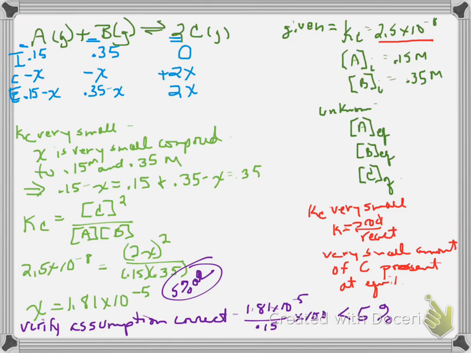If you're paying attention, I haven't quite yet finished my problem. So, my concentration of A, if I take 0.15 minus x, I still get 0.15 molar. For my concentration of B, 0.35 molar. And for my concentration of C, x is 1.81 times 10 to the negative 5th, but my C is 2x. 2 times that is 3.6 times 10 to the negative 5th molar of C.